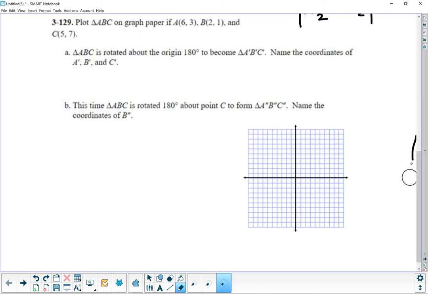Number 129. Plot triangle ABC on the graph. Okay, so ABC. A is 6, 3. So 1, 2, 3, 4, 5, 6, and 1, 2, 3. So that's point A. B is 2, 1. So 2 and 1. That's what B is. And C is 5 and 7. So that's triangle A, B, C.